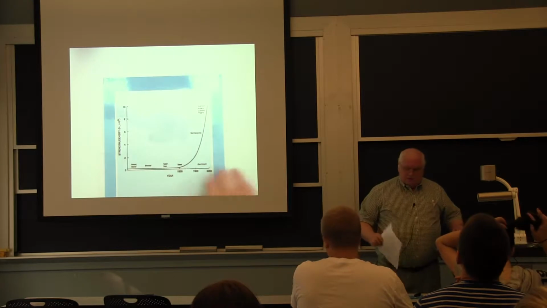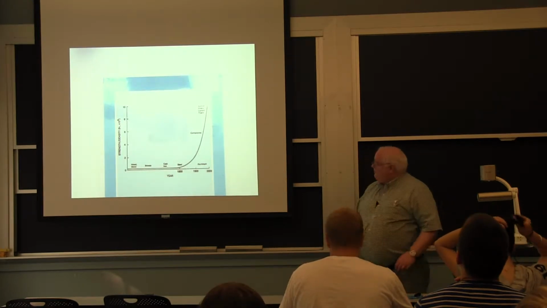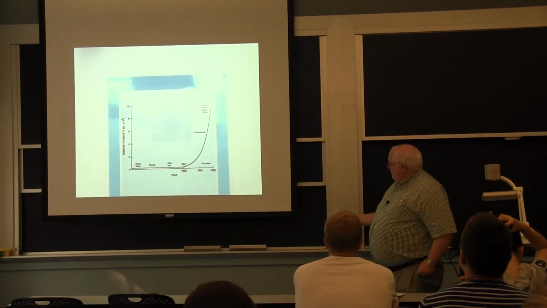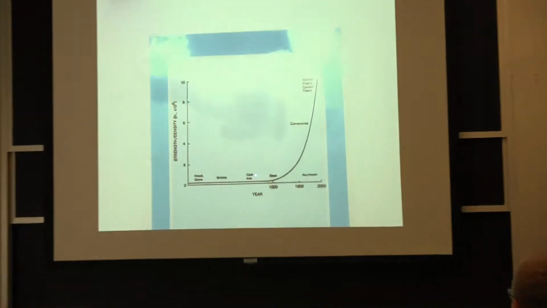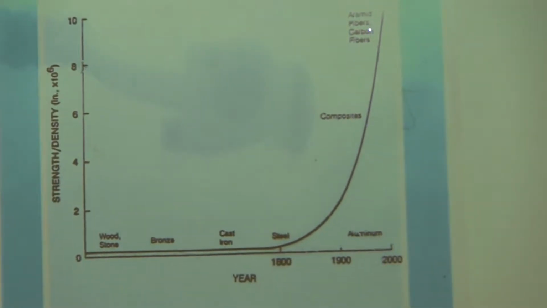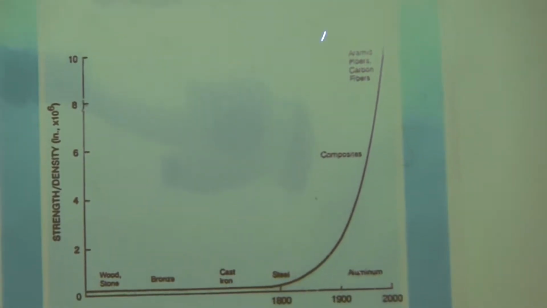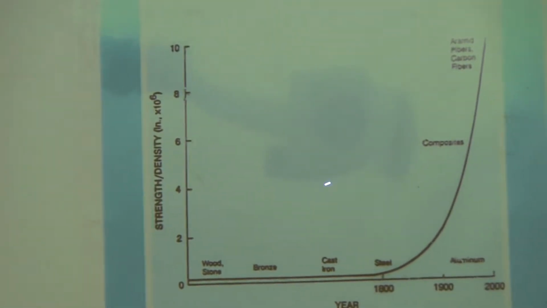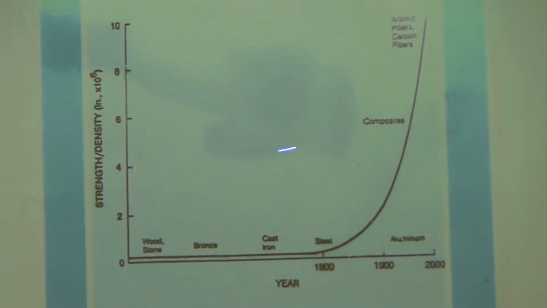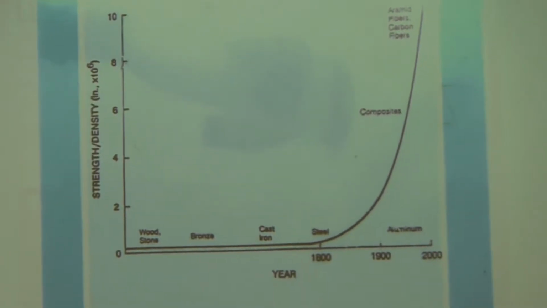I've got to do something about these things that are on the old overheads. Strength to density ratio of structural materials, and you start with wood and stone and bronze and cast iron and steel and aluminum and composites, and these fibers, and you see tremendous growth over time. Well, these are all different materials, but as structural materials, this particular metric, if it's an important one to you, has increased dramatically. And I showed you the one for rare earth magnets. It's increased. I'm going to show you some other materials properties that have increased.